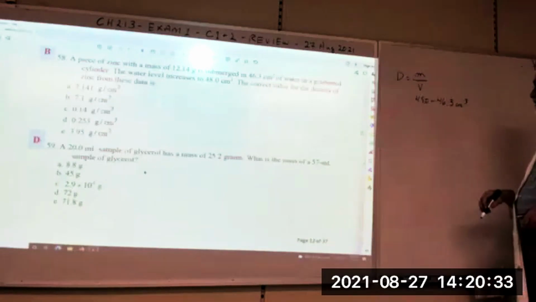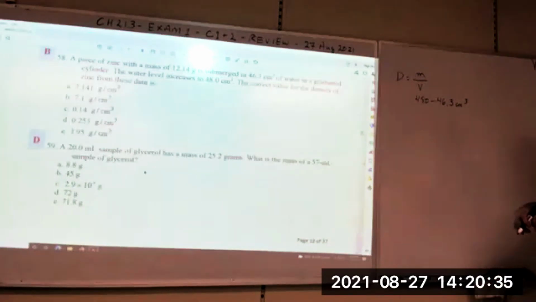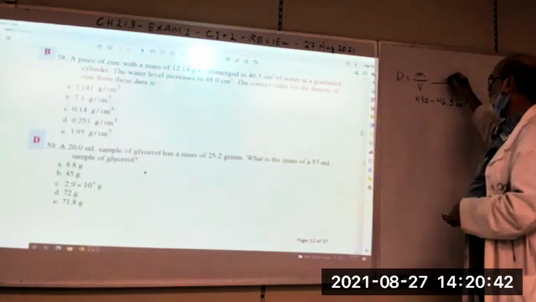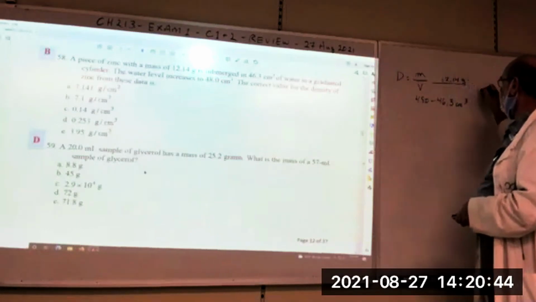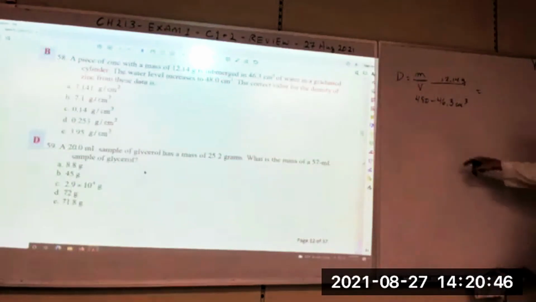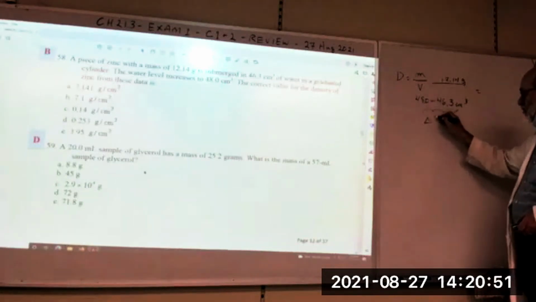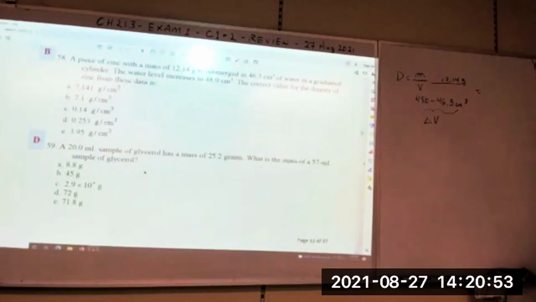Cubic centimeters. Isn't that nice of them? It's a solid, so it's going to be grams per cubic centimeter. I already gave it to you. So that divided by mass, 12.14 grams, equals whatever. So this difference here, delta V, change in volume, goes into this formula. And it turns out to be 7.1 grams per cubic centimeter.